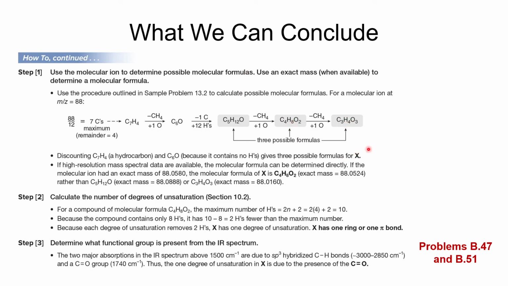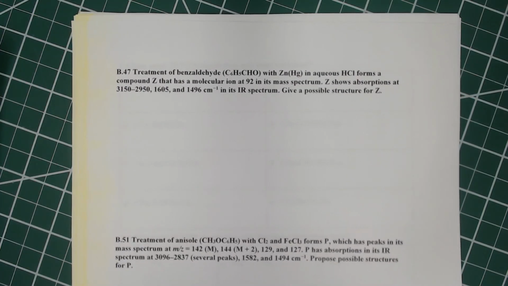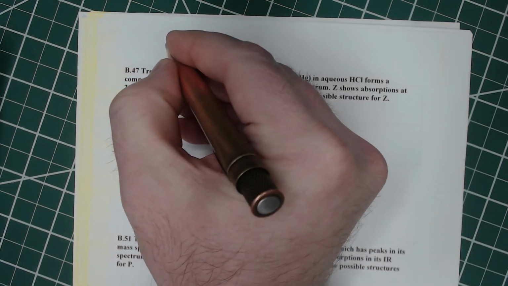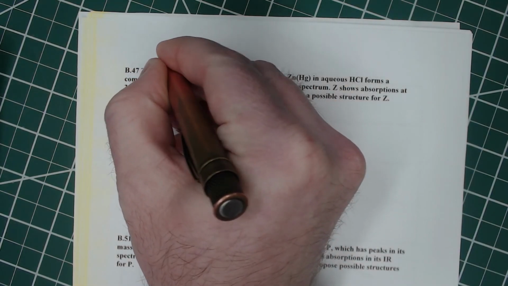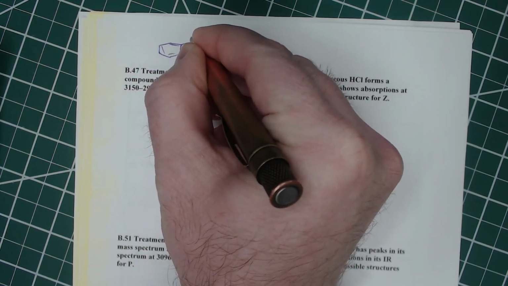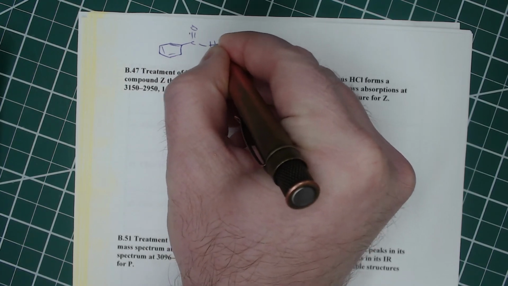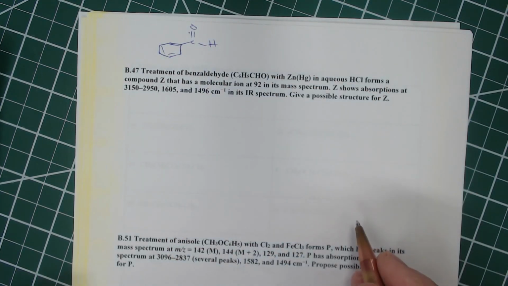So, all right. Let's look at numbers 47 and 51, and that will wrap up our chapter on infrared spectroscopy. We'll switch over to our document camera here. All right, treatment of benzaldehyde. The structure of benzaldehyde is this. So we've got a benzene ring. So that's benzaldehyde. So we've got a carbonyl.